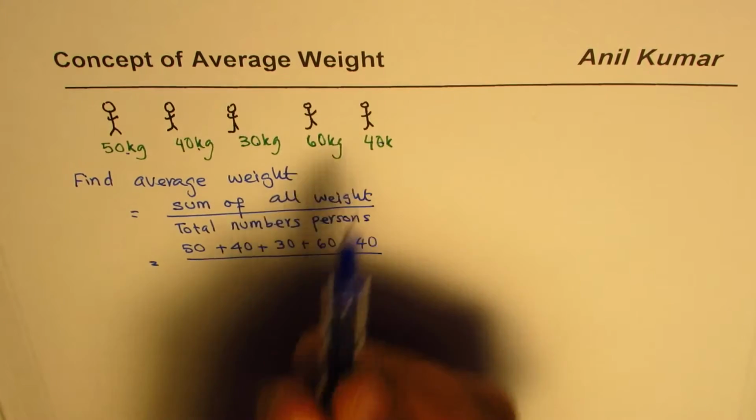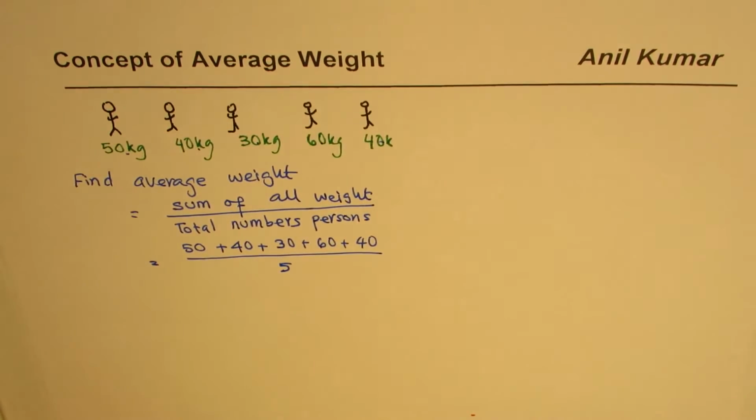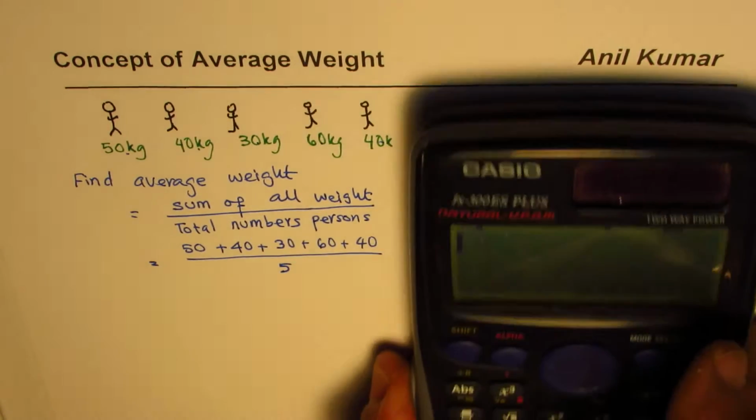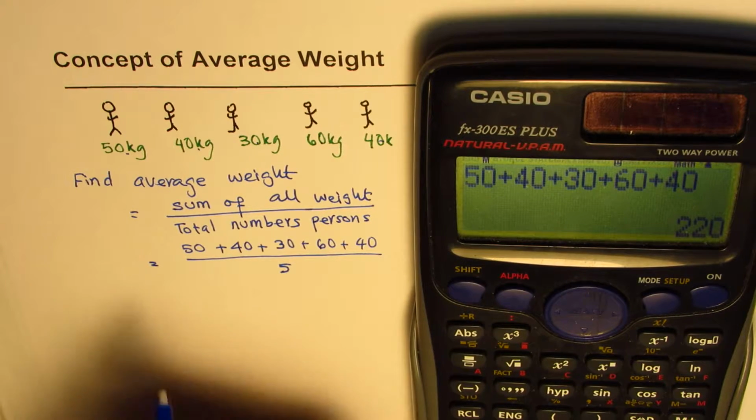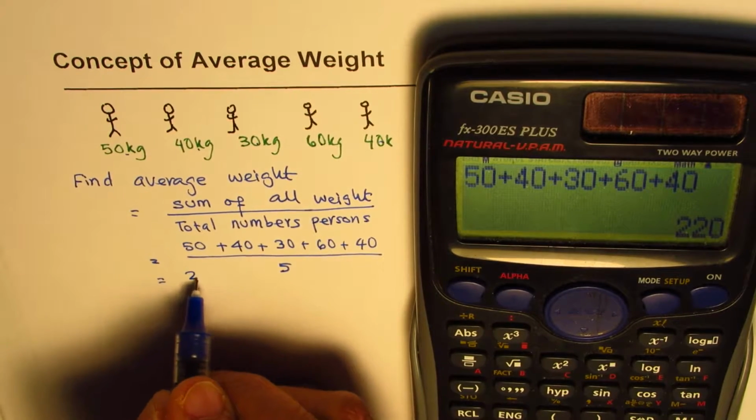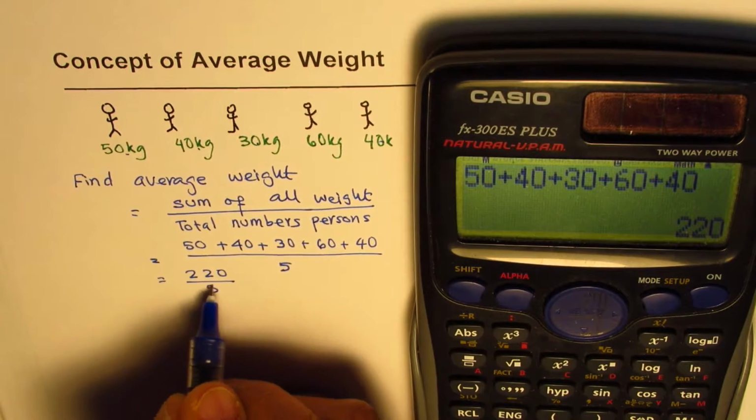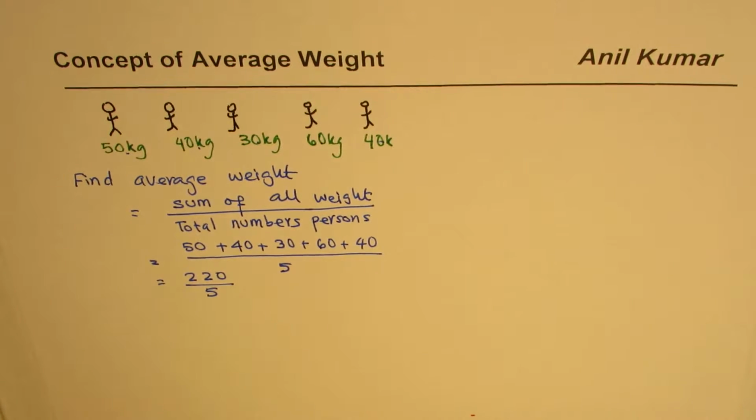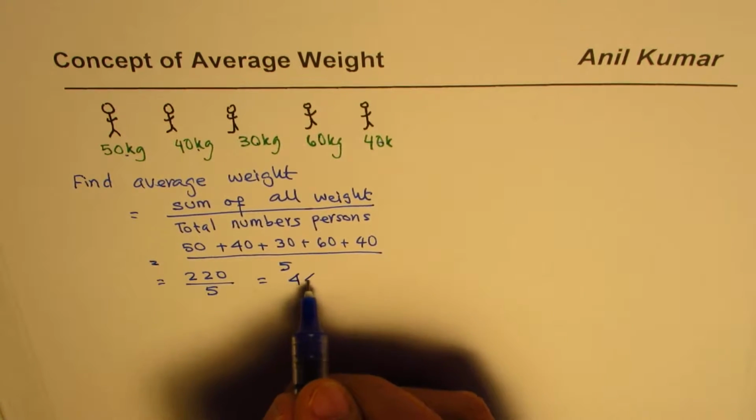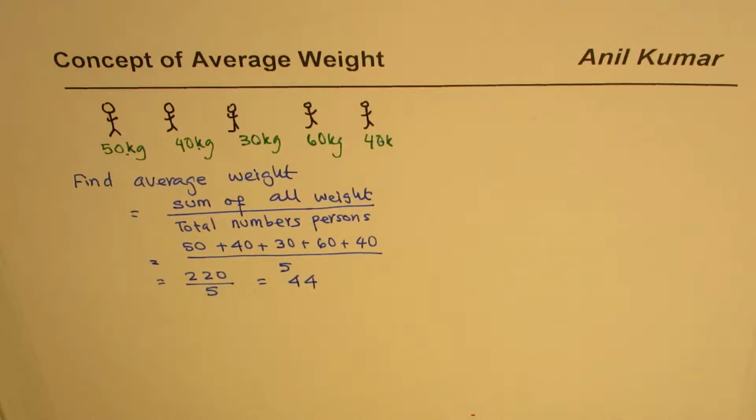Okay, let's be more specific. 1, 2, 3, 4, 5. So we have number of persons as 5, and let's find the average weight. So we'll add them all. We have 50 plus 40 plus 30 plus 60 plus 40 equals 220. So we can write this as 220 divided by 5. Let's divide by 5 to get the average weight, we got 44. 44 is the average weight of the person.